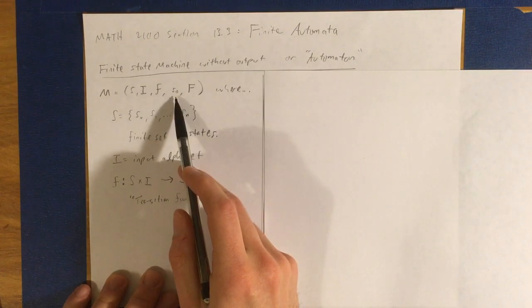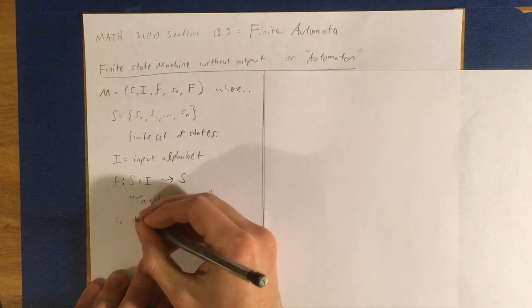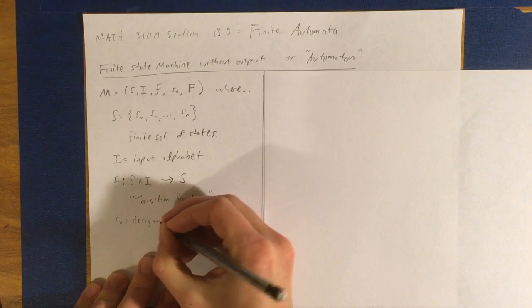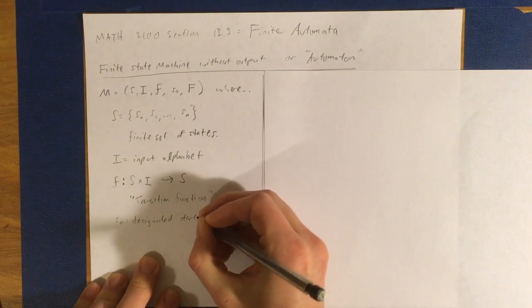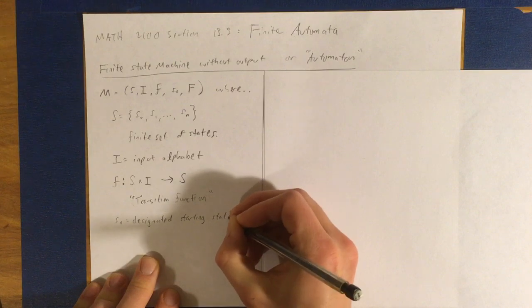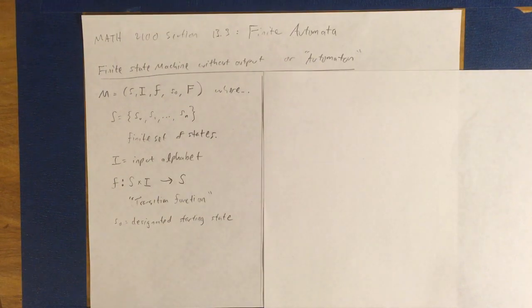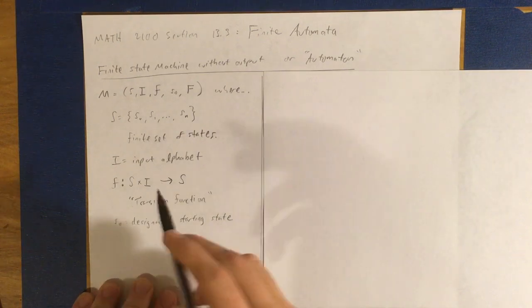The last two parts here are still important. S0 is just the designated starting state. So we are always going to assume that when the machine begins to receive its input string, it starts in state 0, S0. If this was a real-life machine, like a mechanical one or a digital machine, it might need to be reset every time it's getting ready to receive an input. But you can imagine that happening automatically.